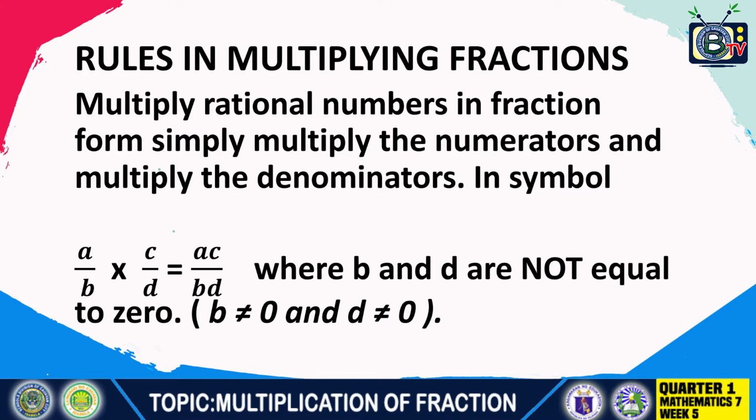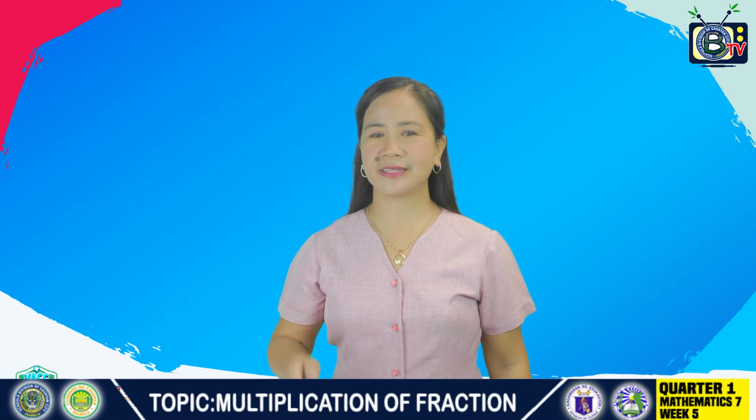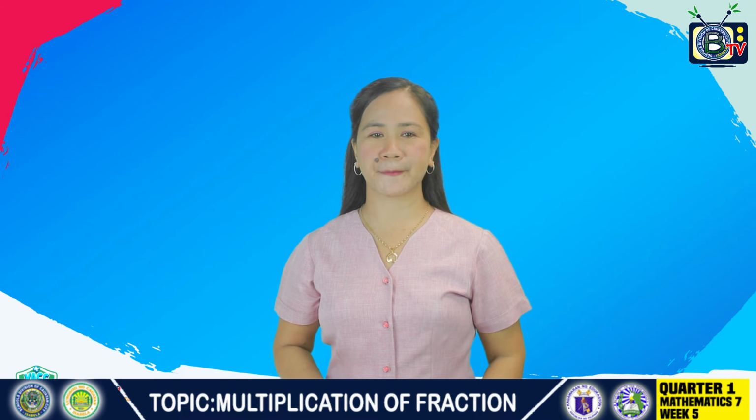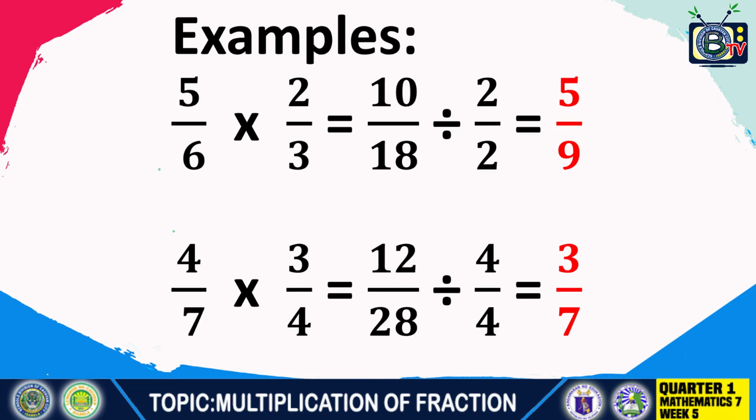where B and D are not equal to 0. Let's have more examples. 5 over 6 times 2/3. So very simple, following the rules, multiply the two numerators, 5 and 2, and that is 10. Multiply both denominators, 6 and 3, so we have 18. Take note that 10 over 18 can still be simplified, right?